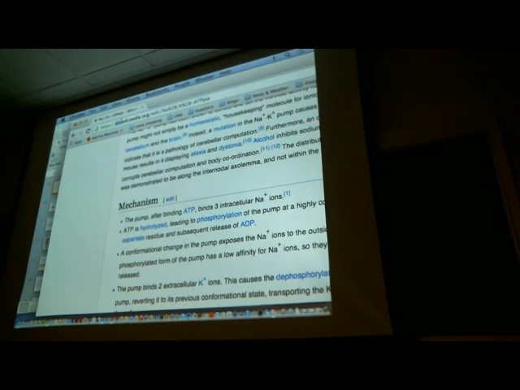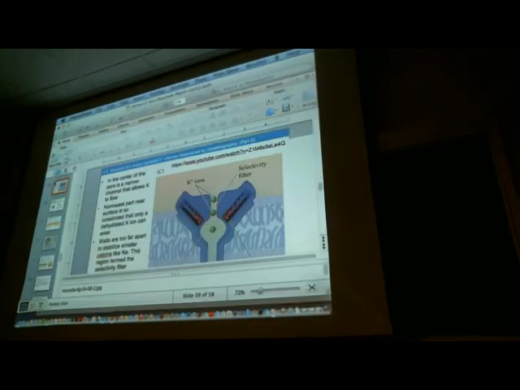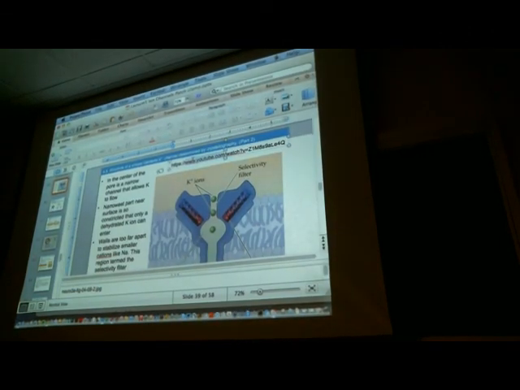Google is really your friend. It's actually remarkably accurate, and I use it all the time.